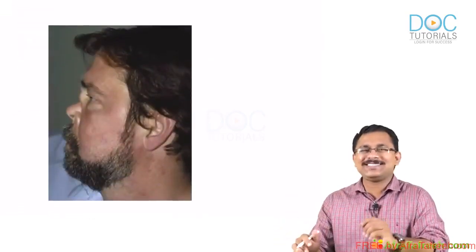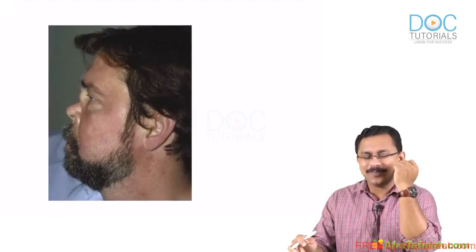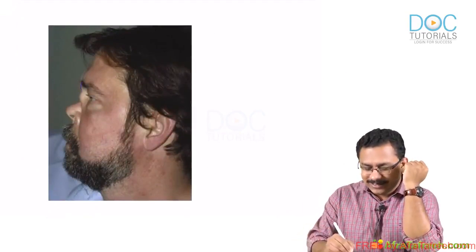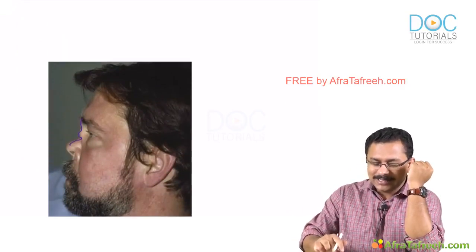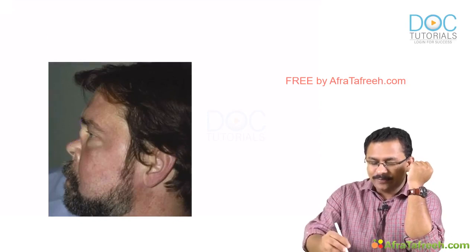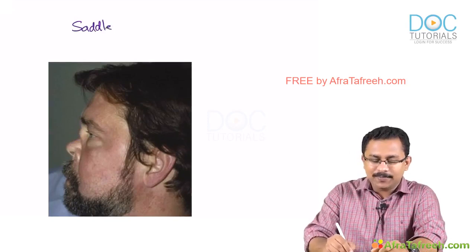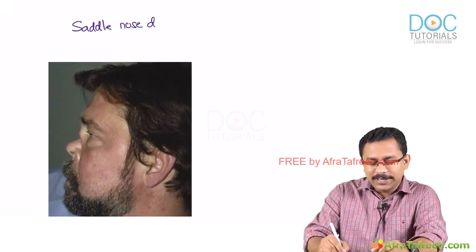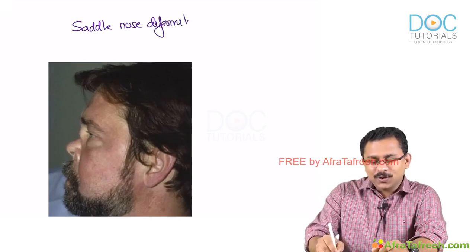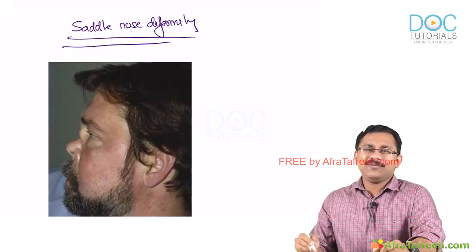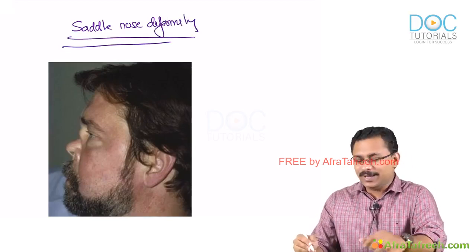And tell me, what is this? You guys tell me, what is this deformity? This deformity is classically referred to as a saddle nose deformity. So if you are asked a clinical scenario in your exam of a possible vasculitis with this deformity, no doubt this is going to be what? Granulomatosis with polyangiitis. Very, very important.